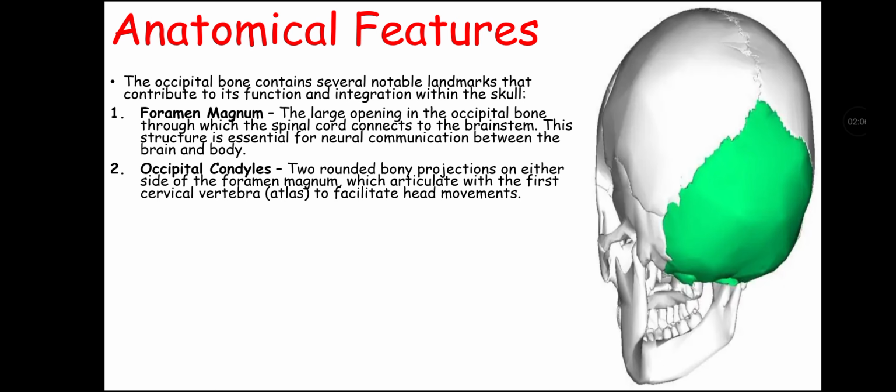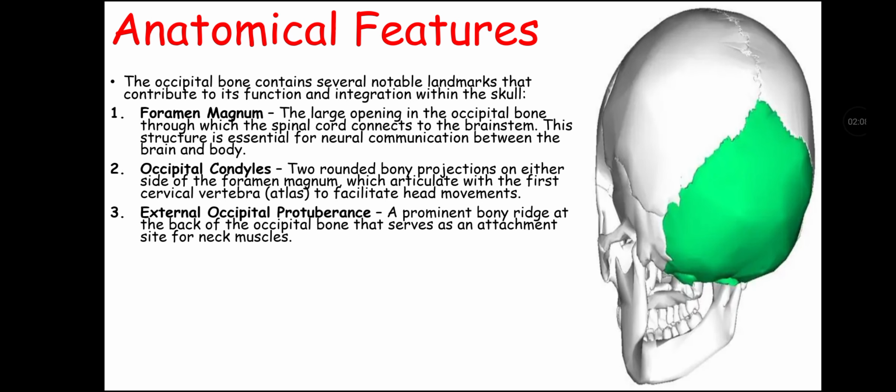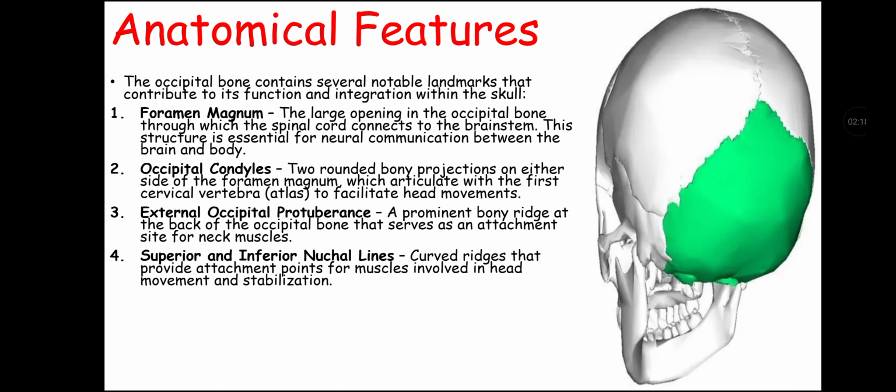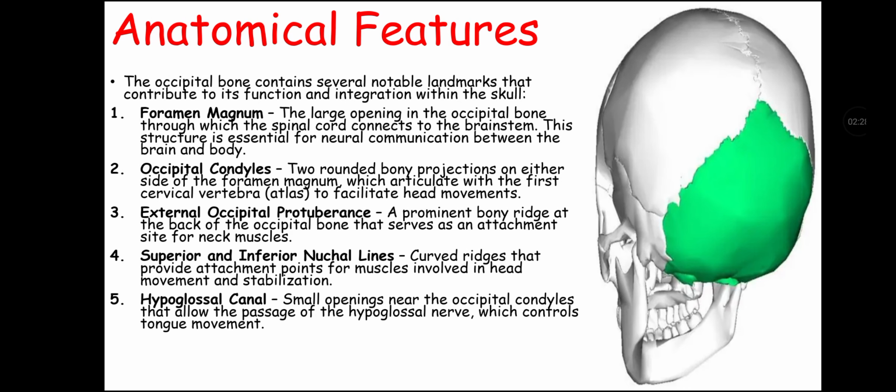The next anatomical feature of occipital bone is external occipital protuberance. That is a prominent bony ridge at the back of the occipital bone that serves as an attachment site for neck muscle. And the next anatomical feature is superior and inferior nuchal lines, that are basically the curved ridges that provide attachment point for muscles involved in head movements and stabilization.